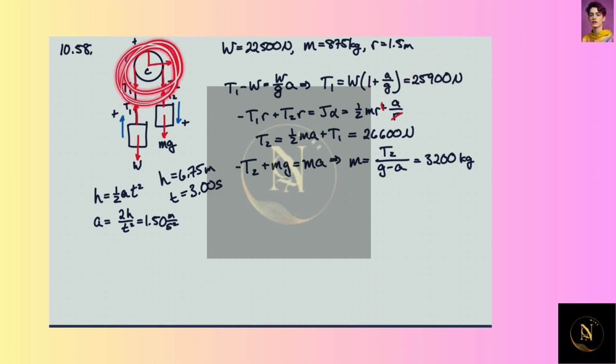Now, we look at the pulley here. We have minus T1 R, since the moment from T1 is in the negative direction, plus T2 R equals J alpha. And if we have no slip, then alpha equals a over R. If this is a uniform circular disk, then J is 1/2 m R squared. So an R cancels out here, and we can solve for T2. Then another R cancels out too. So we get T2 equals 1/2 m a plus T1. We know all of this now, so T2 is 26,600 newtons.